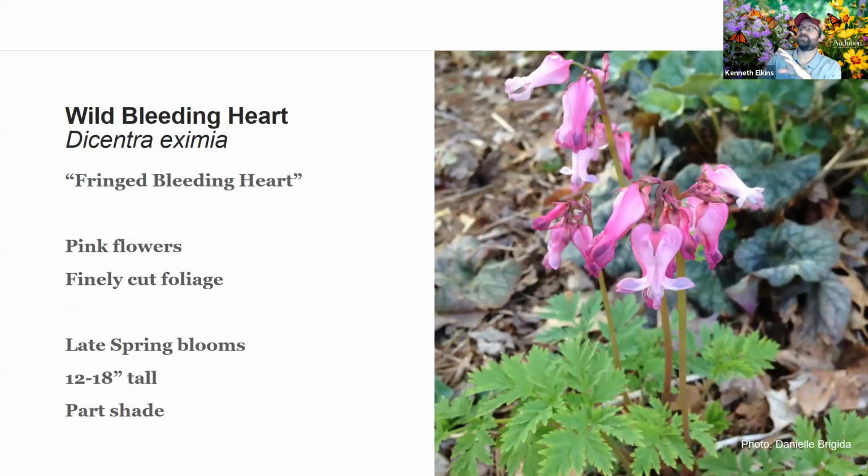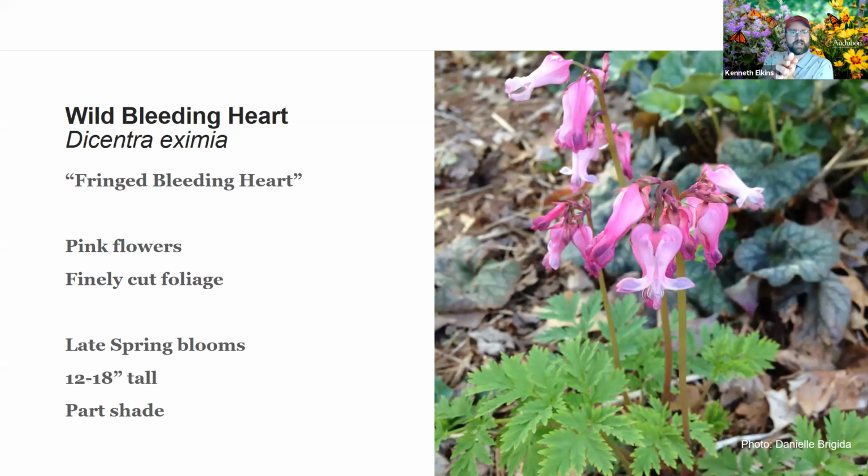Many of us love the white ones with the dark red bleeding hearts. There is also a very delicate pinkish purple wild native species. Most of your garden centers might call it the fringed bleeding heart. One thing I love about bleeding heart is that when it's not in bloom, it has those beautiful, delicately cut foliage around it as well. They are a late spring bloom.